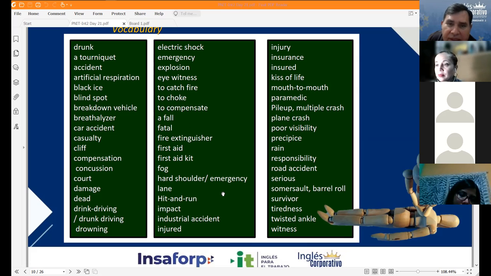injured, injury, insurance, insured, kiss of life, mouth to mouth resuscitation, paramedic, pile up or multiple crash, especially on icy roads. When there is an icy road, one vehicle slips and hits another one, and this one hits the other one, so there is a pile up, a multiple crash. Plane crash, poor visibility, precipice, rain, responsibility, road accident, serious, somersault, barrel roll, survivor, tiredness, twisted ankle, witness.